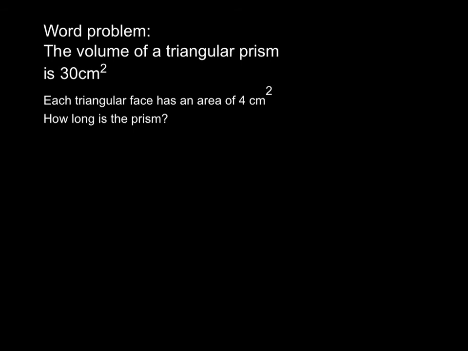That should not be. So the change I want to make, and again, this is my mistake right here, is that volume should be cubed. Okay, each triangular face has an area of 4 centimeters squared. How long is the prism? So again, you know the formula. They've given you some of the information, they've taken away some of it.